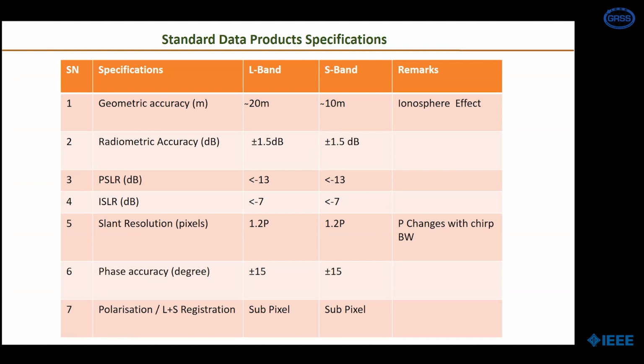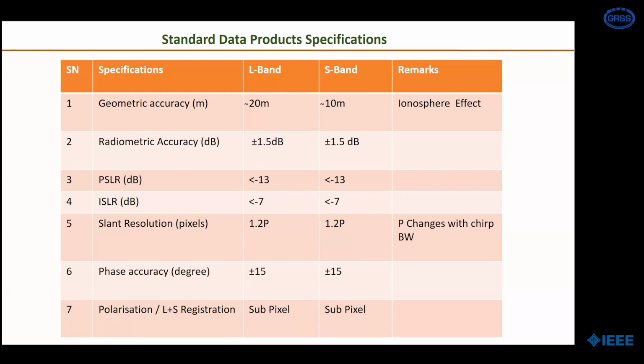We have a draft version of the standard product specifications as of now. The geometric product accuracy will be around 20 meters for L band and 10 meters for S band. The radiometric accuracy is plus or minus 1.5 dB for both the L band and the S band. And the PSLR is around minus 13 dB.